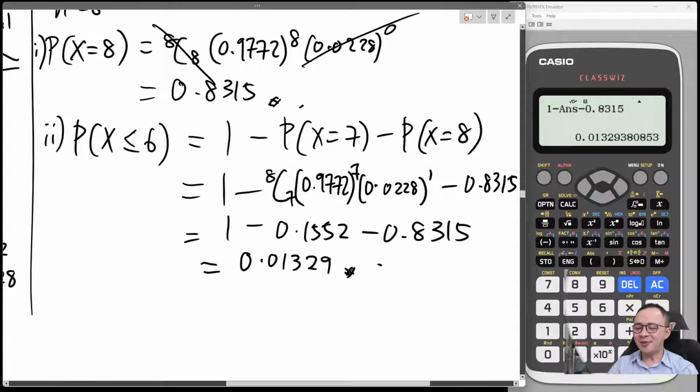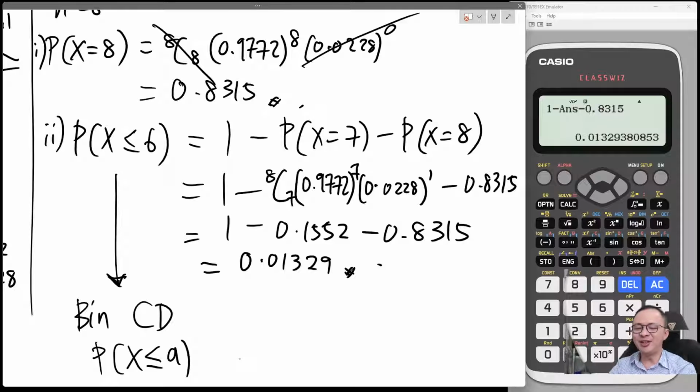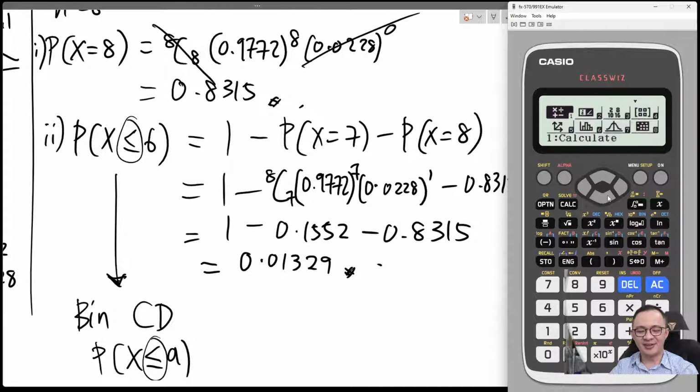Alright, here I give you a tip using this calculator, but I do not encourage students to use it very often. You see this calculator has something called binomial CD. C stands for cumulative distribution. By default, binomial CD is less than or equal to a. So you can only use that function when the sign is less than or equal. Do you see? So let's try for fun.